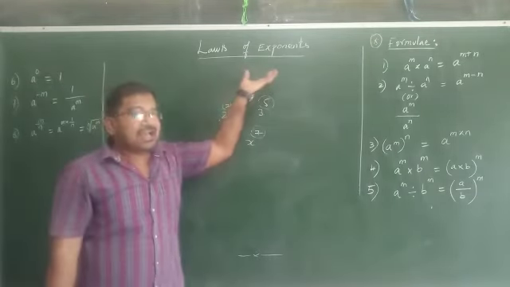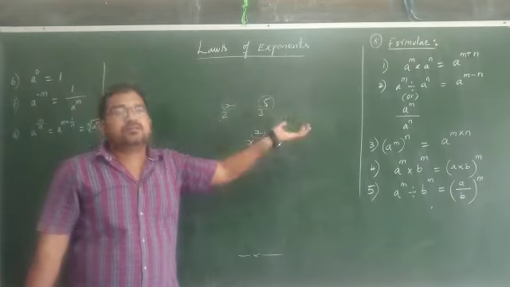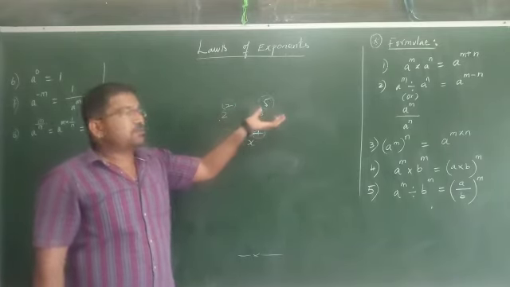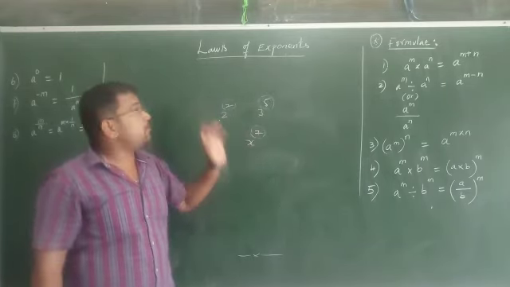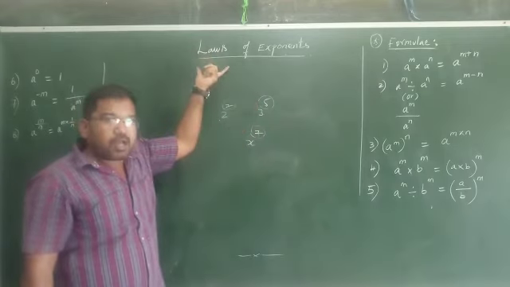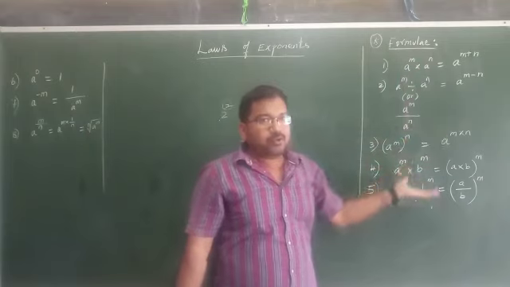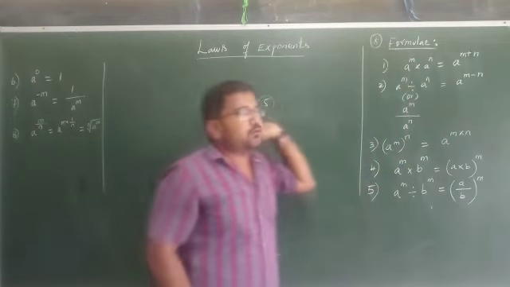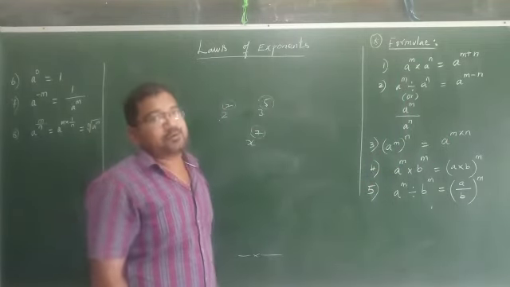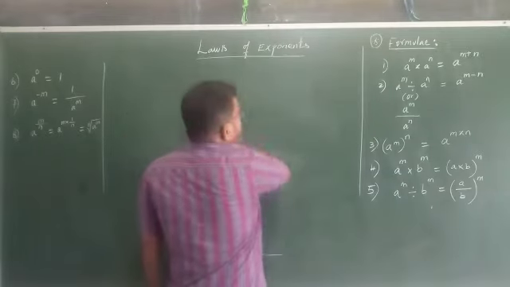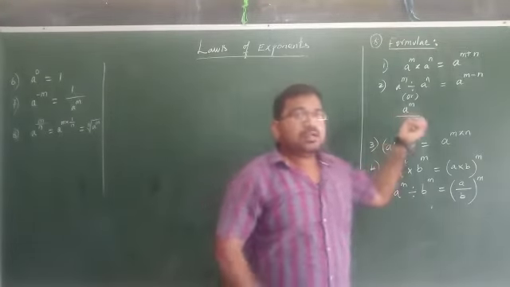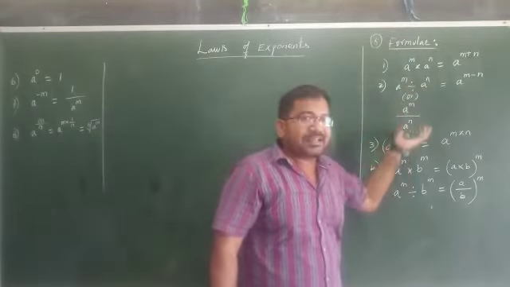Whenever we have exponent terms, while simplifying them, we have some laws, which is nothing but a formula. By using the formula, we are going to simplify the exponent terms. Right? So the first formula is for multiplication and division alone.